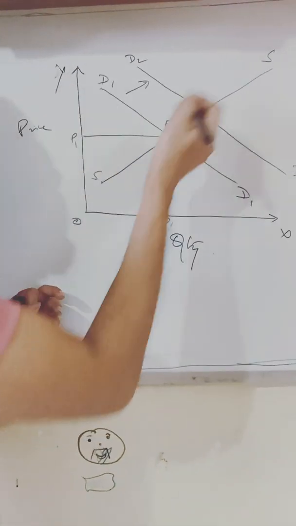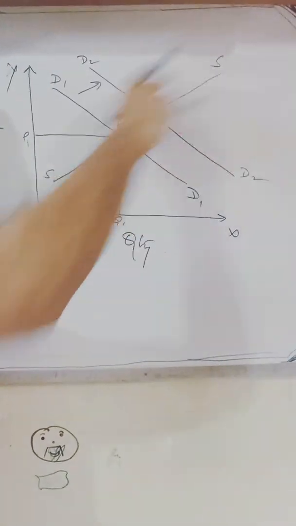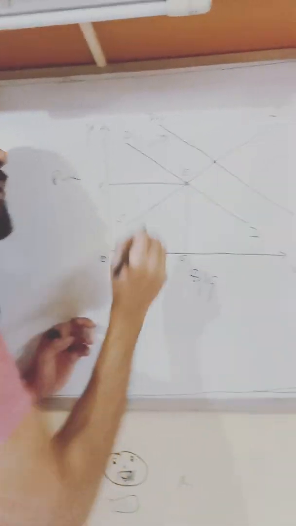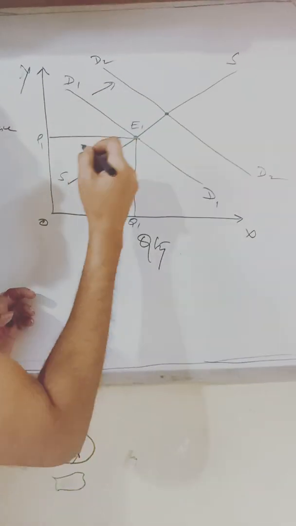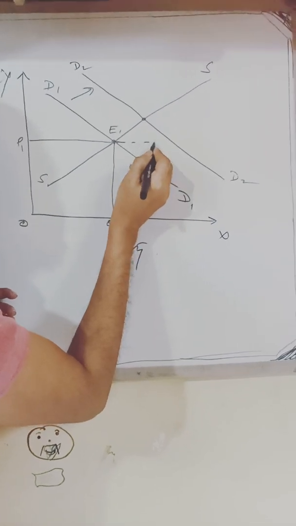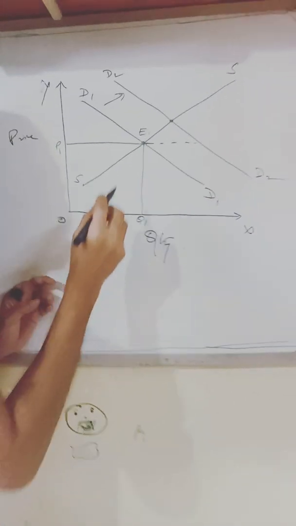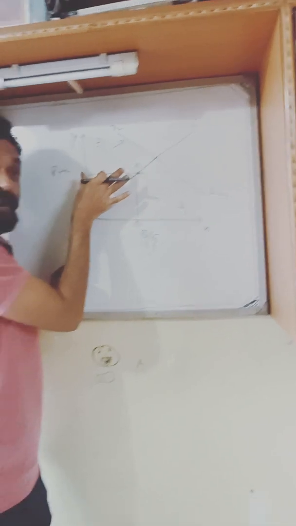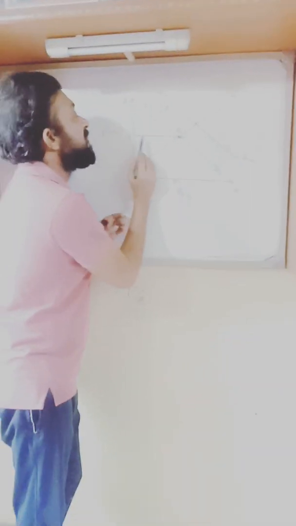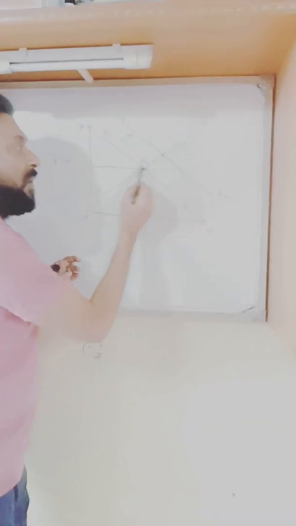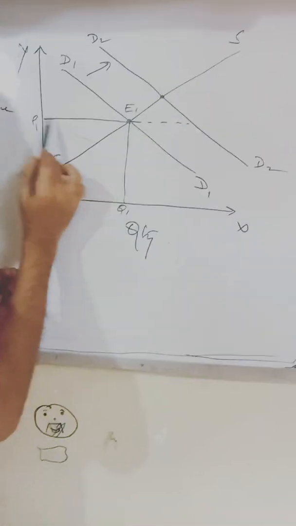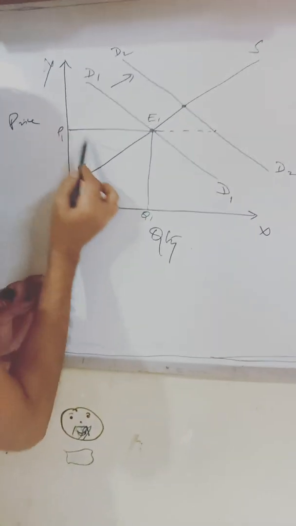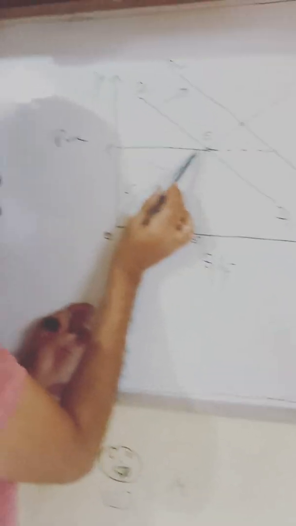Now, see what happens. This new demand curve cuts the supply curve here. Now before that, if we maintain the original equilibrium price and extend it like this, then at this original price, quantity demanded has become more, whereas quantity supplied is still the same. That means demand is more than supply. Demand becomes this much, whereas supply is only this much. So demand is greater than supply.